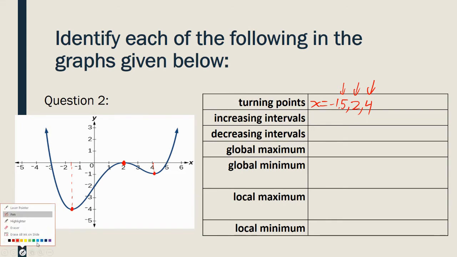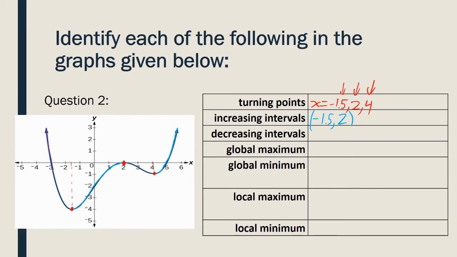For example, if I want to look at all my increasing intervals, I'm looking for anywhere that the graph is going uphill, walking from left to right. So from left to right, I'm walking uphill right here, then I go back downhill, and then right here I'm walking uphill. So my increasing interval, I'm going from this red dotted line to this red dot right here, so that's from -1.5 to 2. Put that in parentheses. That's the interval over which this graph is increasing.